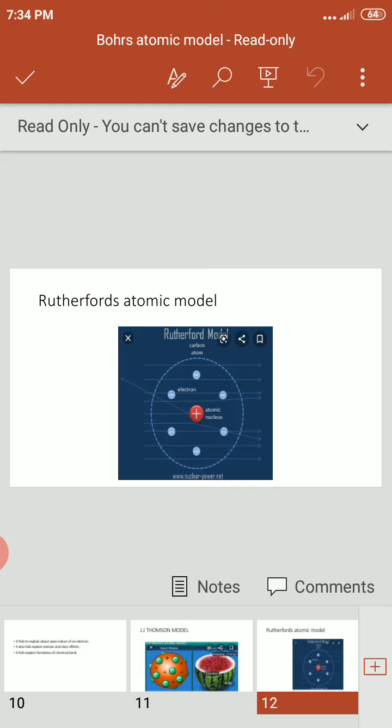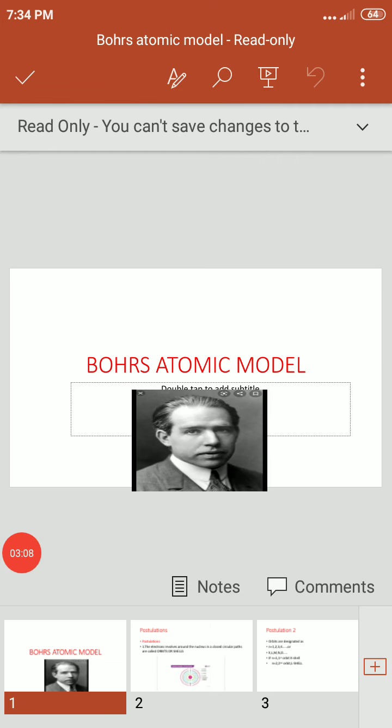To overcome all the demerits of J.J. Thomson and Rutherford, a Danish scientist named Niels Bohr explained the atomic structure in 1913. That model is called Bohr's atomic model. He explained it with the help of Planck's quantum theory and Rutherford's model. He gave some postulations about the atoms.